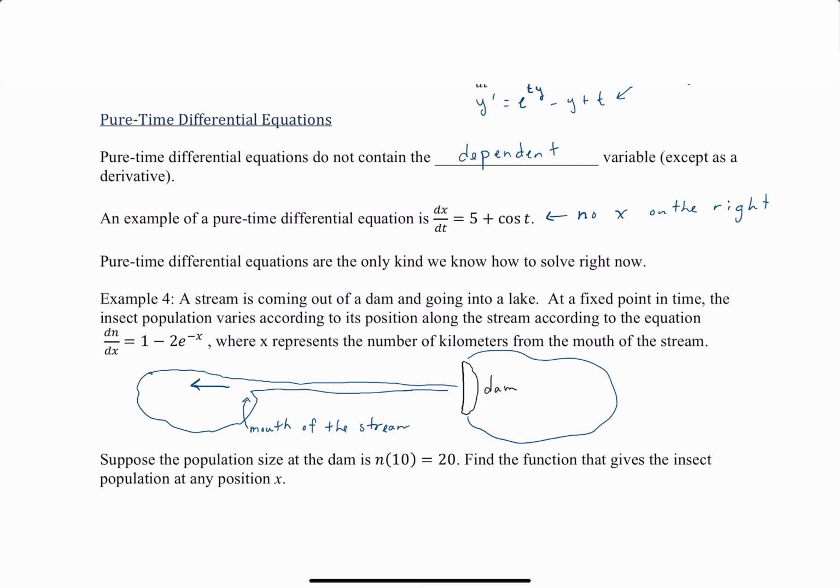Since x represents the number of kilometers from the mouth, right at the mouth we have x equals 0. And then I didn't type in that the dam is 10 kilometers from the mouth of the stream. So here we have x equals 10.